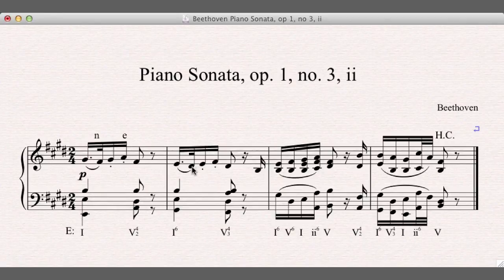Here we have another neighbor tone, ends, step up, leap out. That's our escape tone. And there you have it, a sort of general analysis of the non-chord tones, the harmonic progression, as well as the cadence of this first phrase of the second movement of Beethoven's Piano Sonata, Opus 1, number 3.